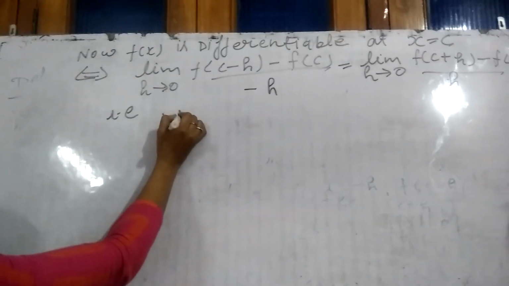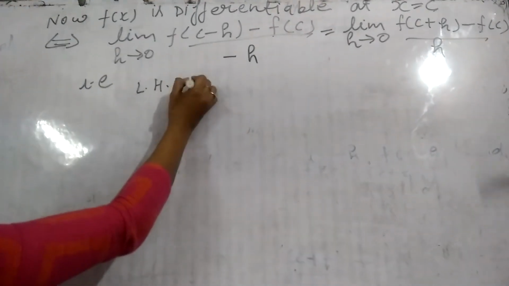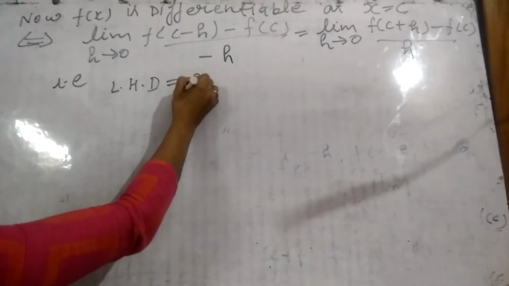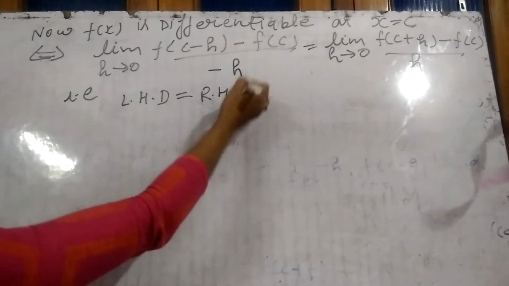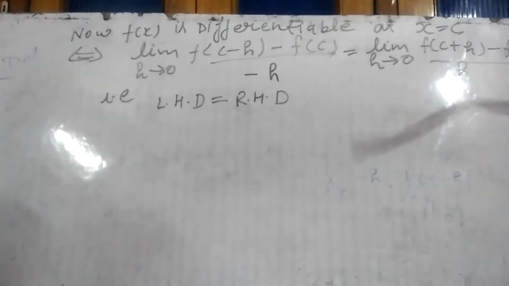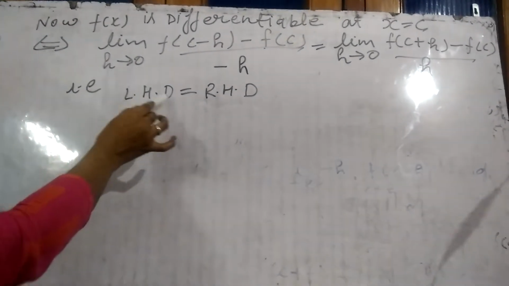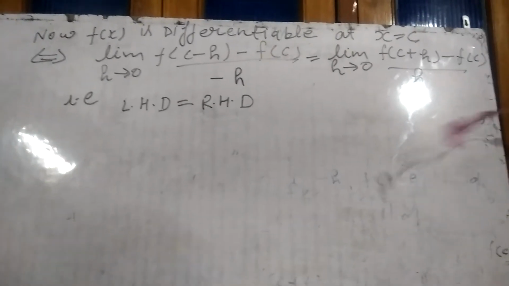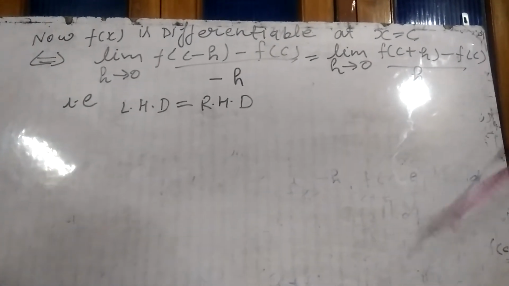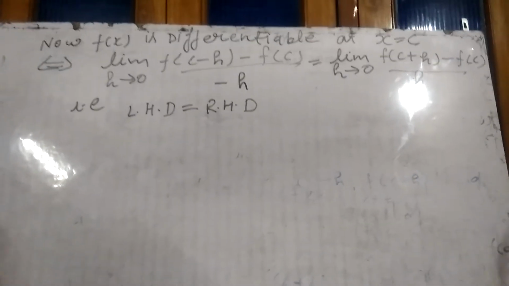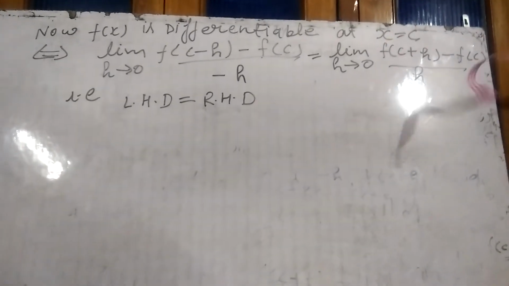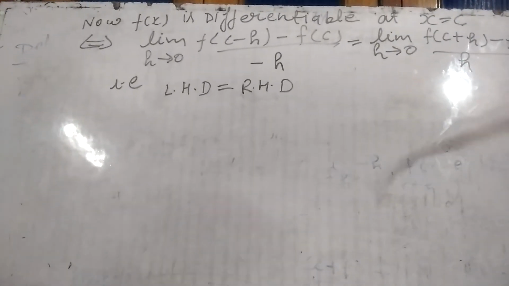That is, the left hand derivative is equal to the right hand derivative for differentiability. The condition of differentiability is that the left hand derivative is equal to the right hand derivative. Thus f(x) is differentiable at a point P if and only if the curve does not have P as a corner point.